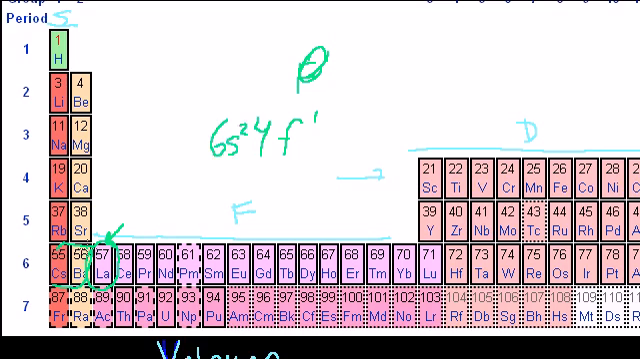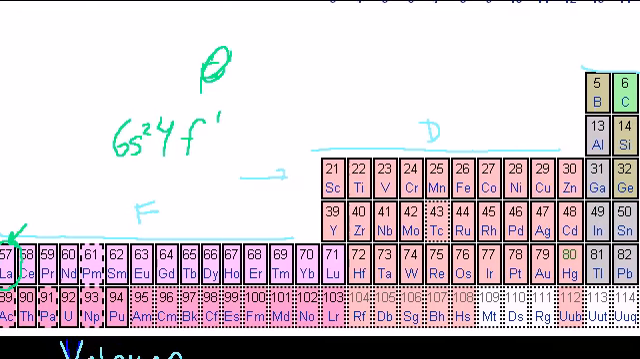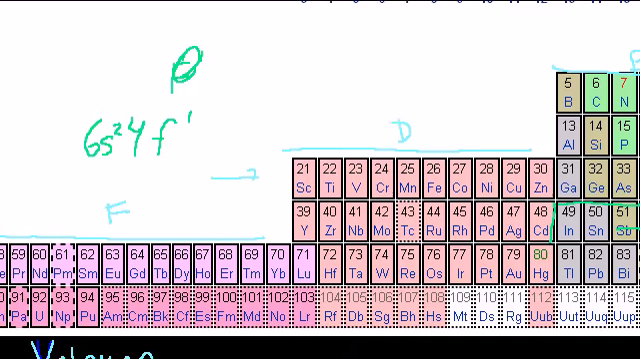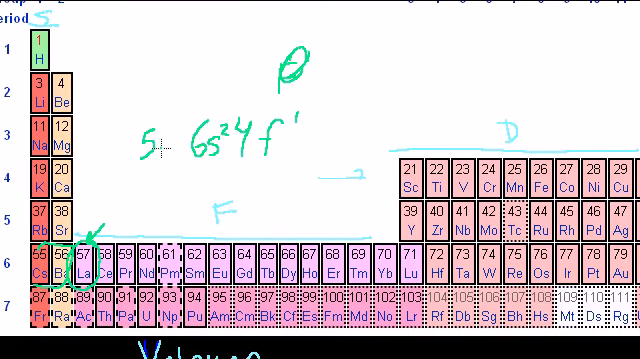And then if you were to keep going back, you would then go to 5p6. And then it would fill out these 10 in the D block, right there, that are in the 5th period. But remember, you subtract 1 from the D block. So it would be 4d10. And then it's 5s2. And you just keep going back that way.